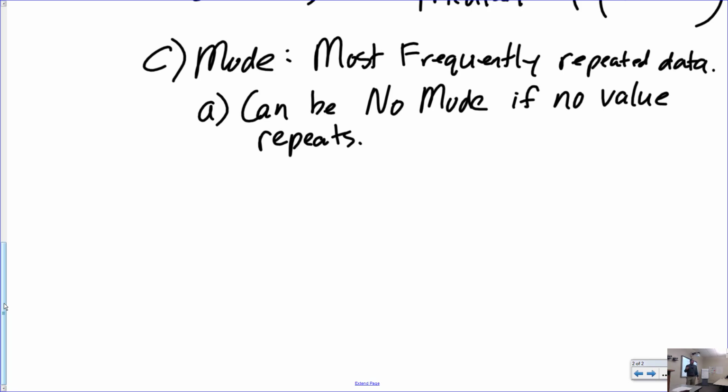If in your data none of the elements inside of it repeat, then technically the mode is that there is no mode. And please note that that is different than saying 0, because 0 is a wonderfully nice number that can repeat. So please don't write down 0. Write down the phrase no mode or none if asked.